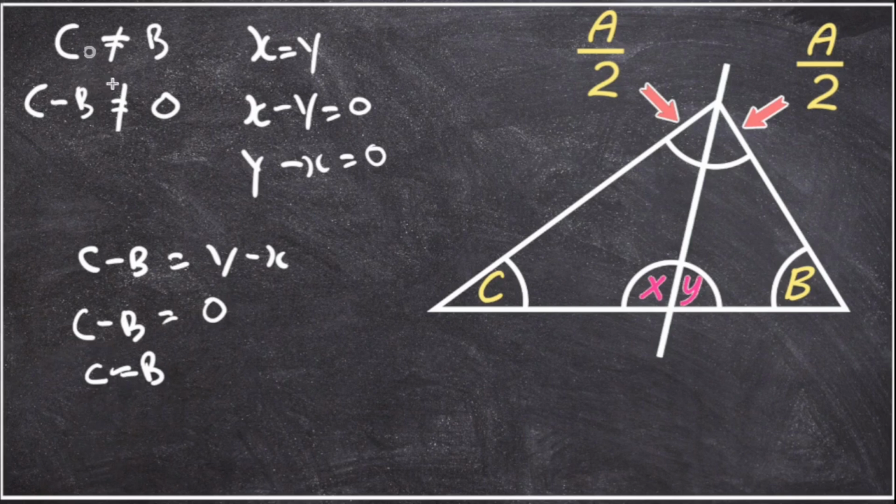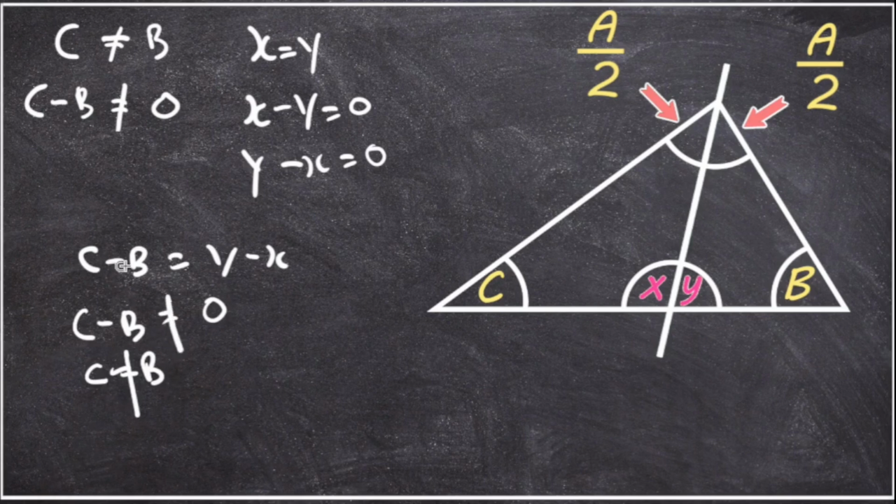Earlier on, we said that C is not equal to B, and the reason why we know that C cannot be equal to B is because C and B belong to this scalene triangle, and the angles in a scalene triangle are unique, so it's impossible for C to be equal to B in this triangle. Well, if that's true, then C minus B cannot be equal to 0.